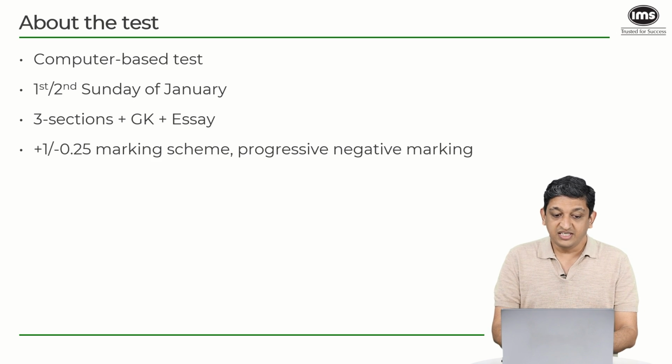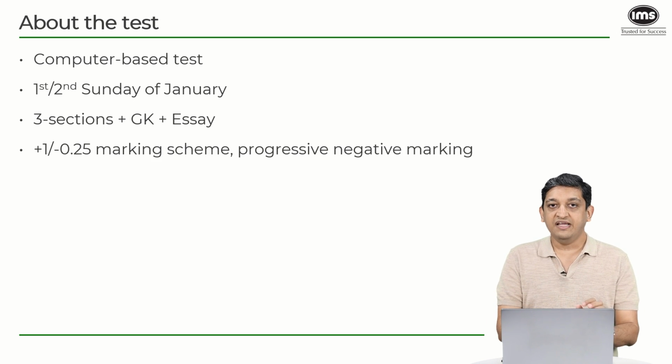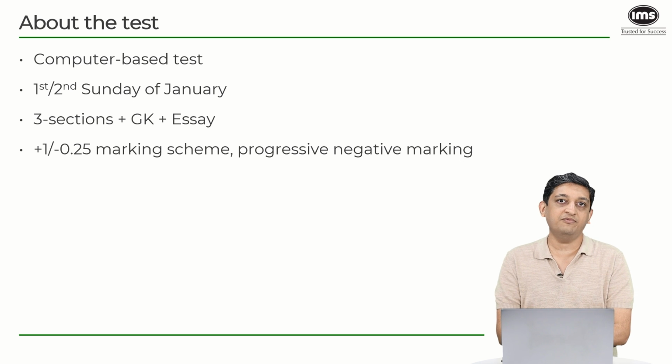In terms of the marking scheme, for every correct answer, you are bound to get +1. Whereas for every answer that you mark incorrectly, you will get a penalty of 0.25 marks.